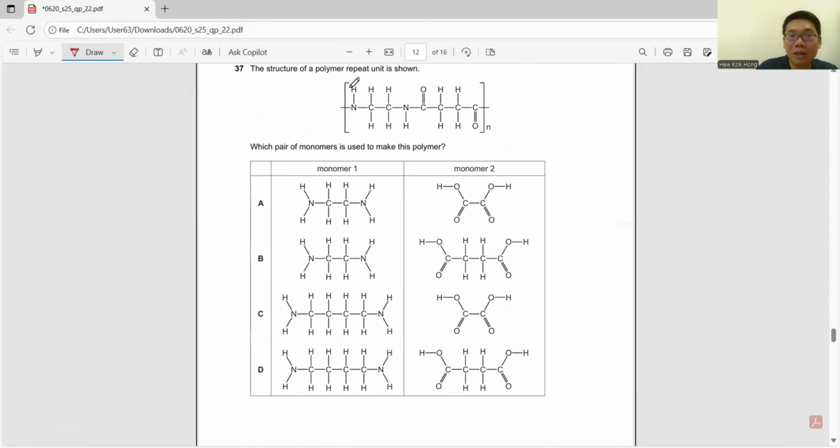37. The structure of a polymer repeat unit is like this. Which pair of monomers is used to make this polymer? So we know it's an amide bond. Initially, here is H, here is OH. So let's see. Here NH, NH. This one correct? No, no. Here initially we have 4C. Yes, so B.